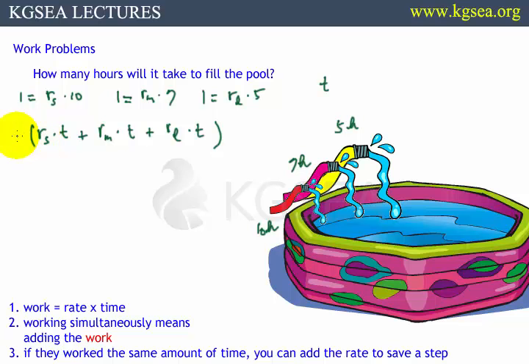Altogether, it will fill what? One swimming pool. So one swimming pool will be filled by the rates being added during the time that it takes the swimming pool. Okay, so now 1 equals, well, you know the numbers, right?